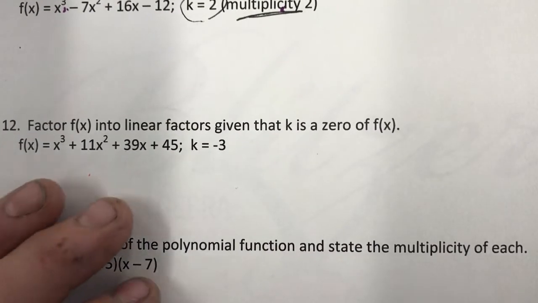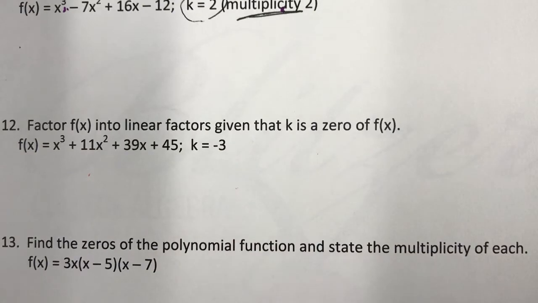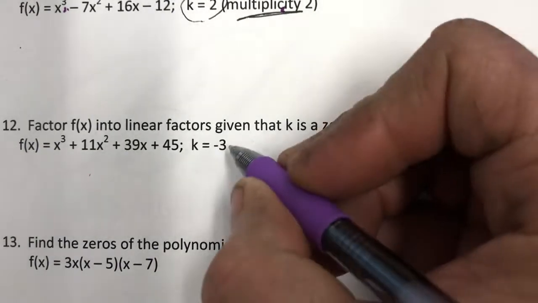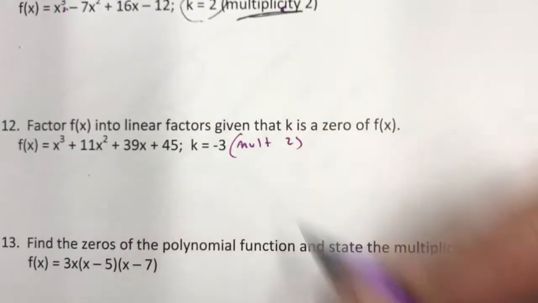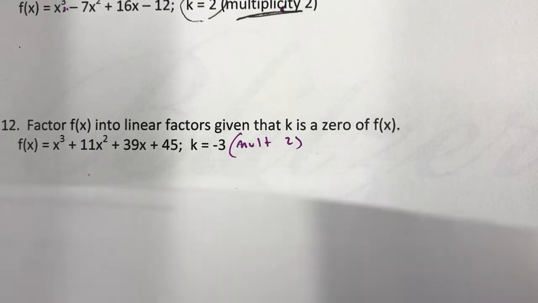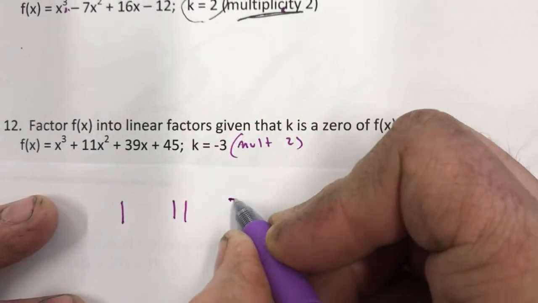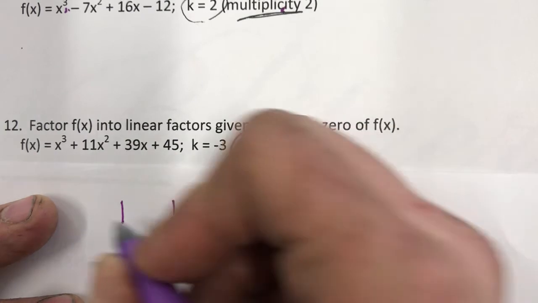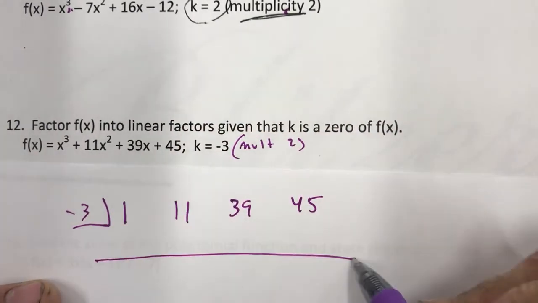Okay, 12. Factor this into given factors, given that k is a 0. Okay. Now I think this is supposed to be multiplicity 2 also. I believe it was, but I didn't get it put on there. Alright, so let's try this. This will be 1, 11, 39, 45, and I'm going to do a -3 over here.